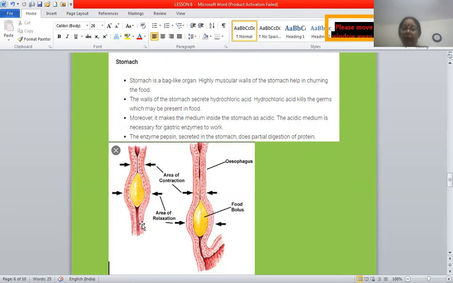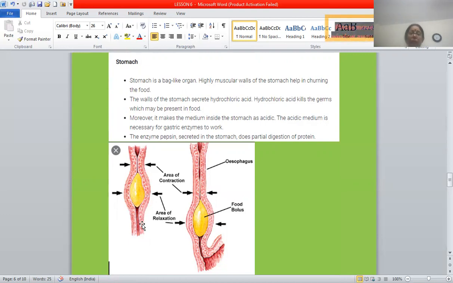It is also known as peristaltic movement. Rhythmic contraction and relaxation help push the food forward. This phenomenon is known as peristalsis. It occurs throughout the digestive tract.